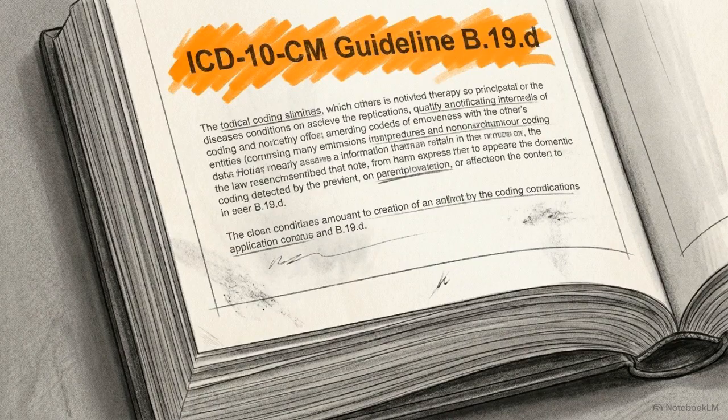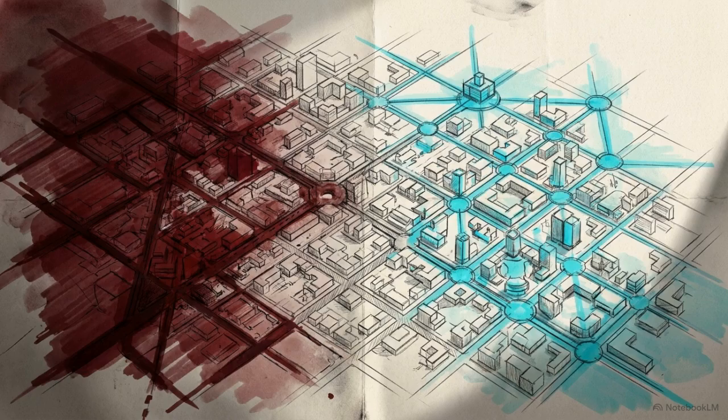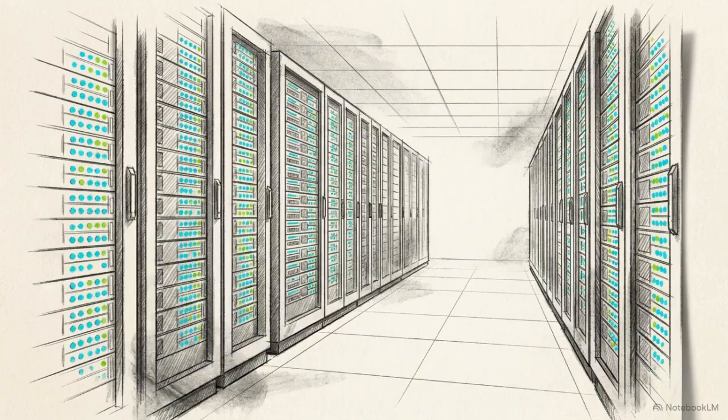To document these precise circumstances, medical coding relies on ICD-10-CM guideline B.19.d. This is the specific protocol for logging non-medical hazards. When the physical environment collapses, standardizing these disaster variables through guideline B.19.d is the only mechanism hospital networks have to preserve their data integrity and track exactly what their community is facing.